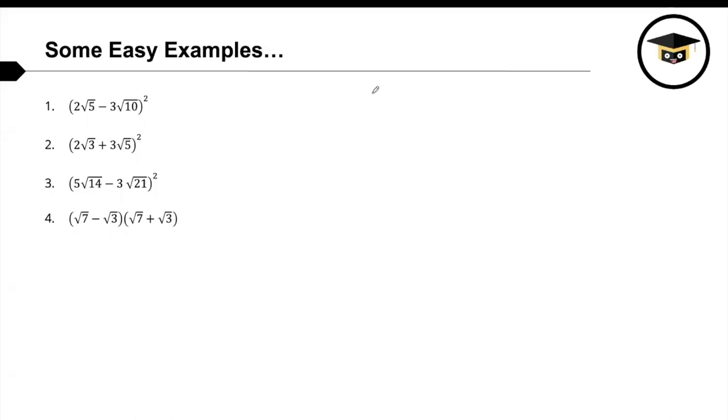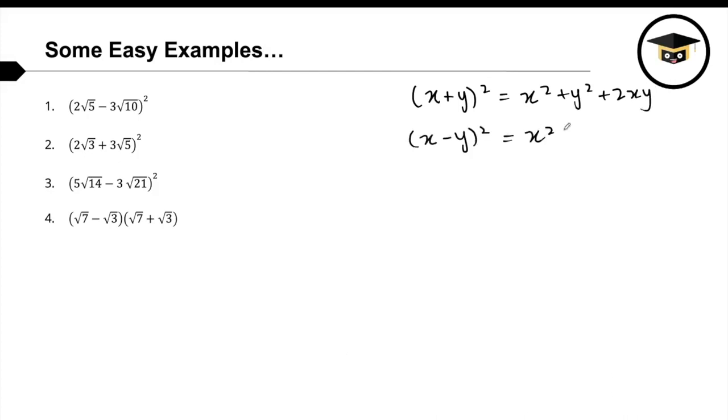Okay, so for question 1, we're just going to be using the formulas. In fact, it might be a good idea to list all of our formulas down right now, because I can see that looking through these questions, we'll be using all of them. So x plus y all squared is, remember, x squared plus y squared plus 2xy. Remember that x minus y all squared is equal to x squared plus y squared minus 2xy. And then x minus y times x plus y is equal to x squared minus y squared.